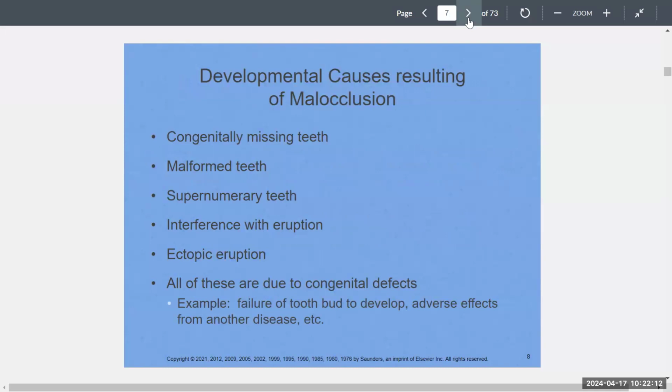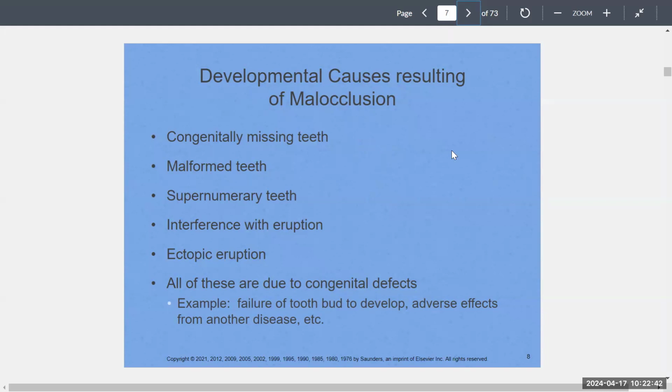So what are some developmental causes resulting in malocclusion? First of all, you can inherit missing teeth. Let's say a mom inherits the fact that she doesn't have lateral incisors, for example. So she's missing number 7 and 10. Maybe she passes that on to the child such that when they're in their teenage years, they look in the mirror when they smile and they notice, hey, I don't have lateral incisors. So, that's something you can inherit.